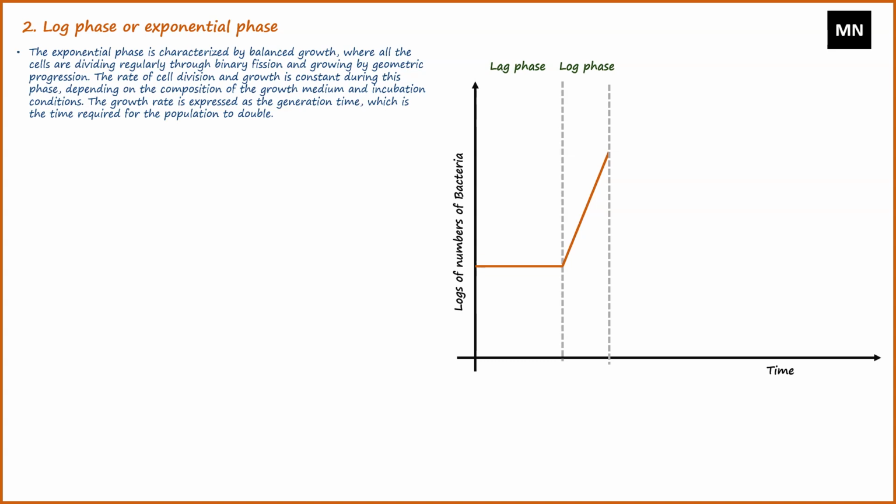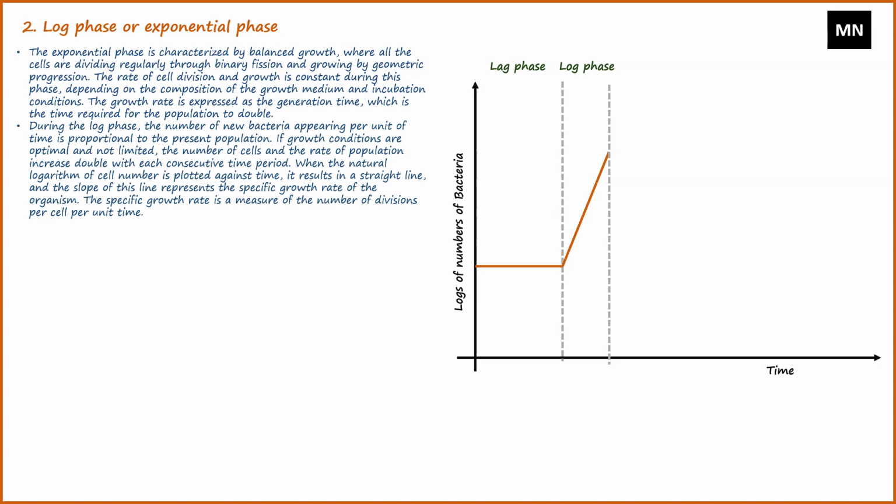The growth rate is expressed as the generation time, which is the time required for the population to double. During the log phase, the number of new bacteria appearing per unit of time is proportional to the present population. If growth conditions are optimal and not limited, the number of cells and the rate of population increase double with each consecutive time period. When the natural logarithm of cell number is plotted against time, it results in a straight line, and the slope of this line represents the specific growth rate of the organism. The specific growth rate is a measure of the number of divisions per cell per unit time.